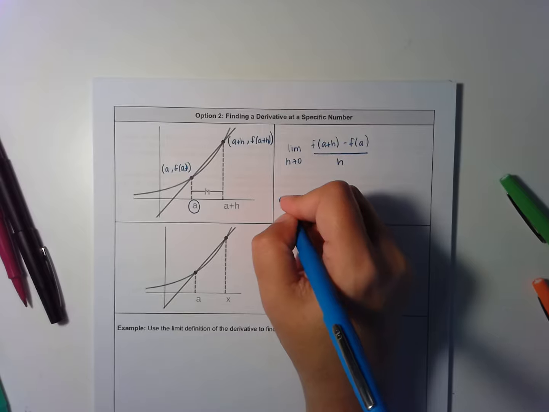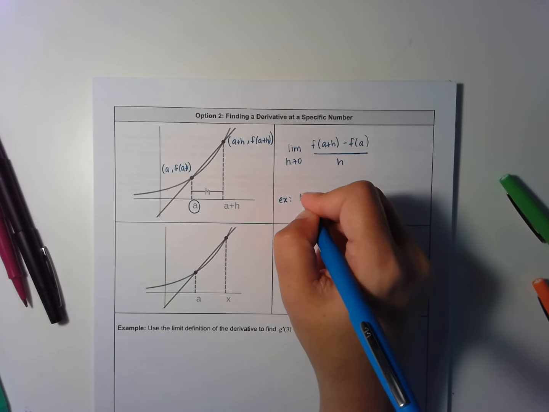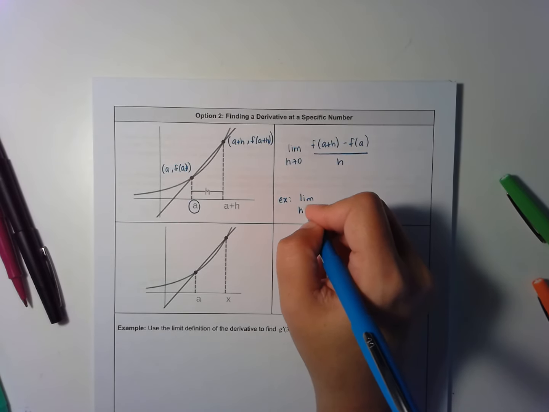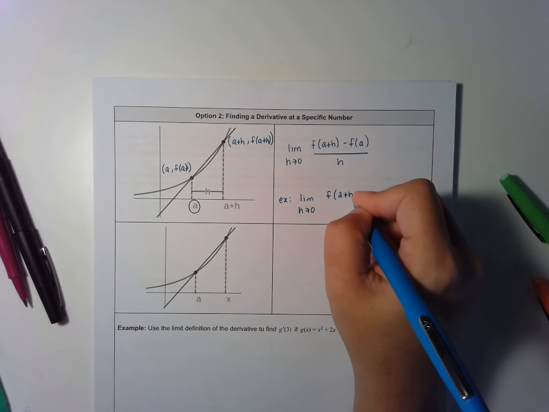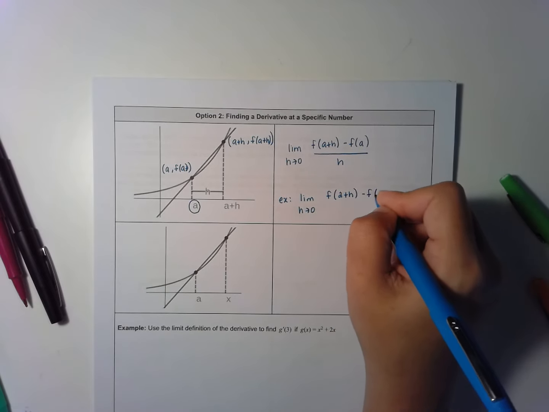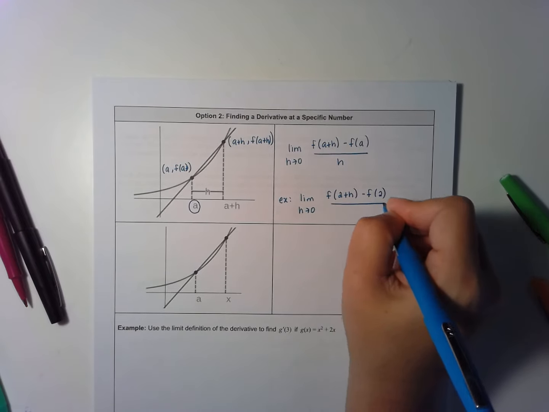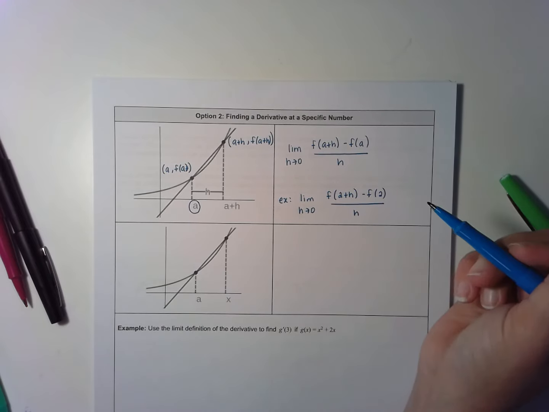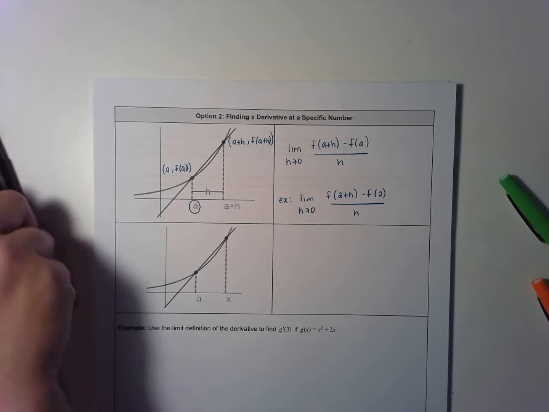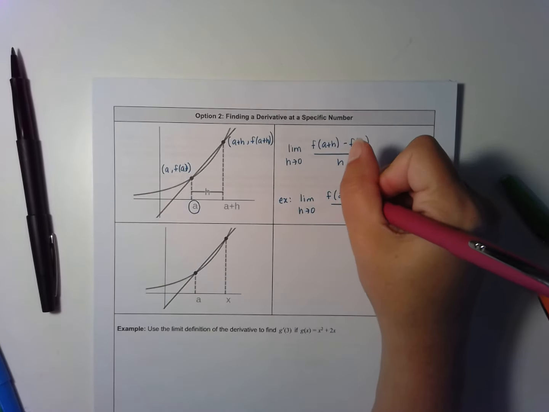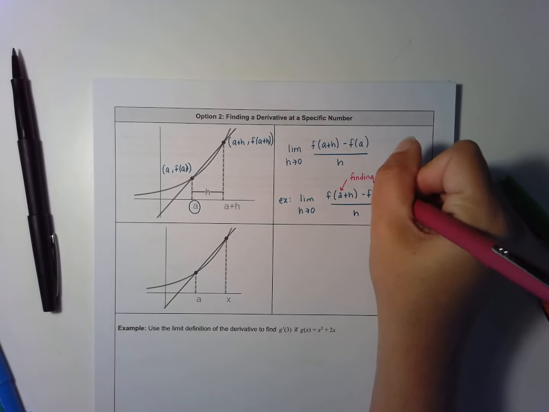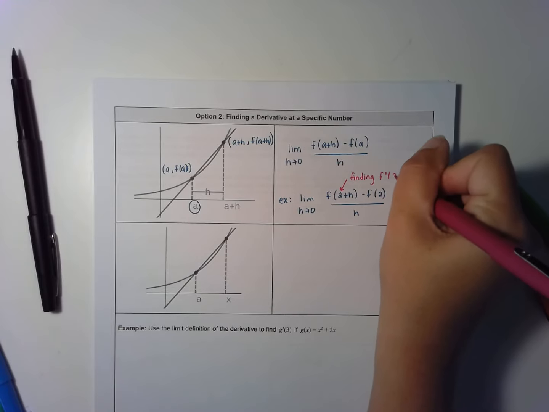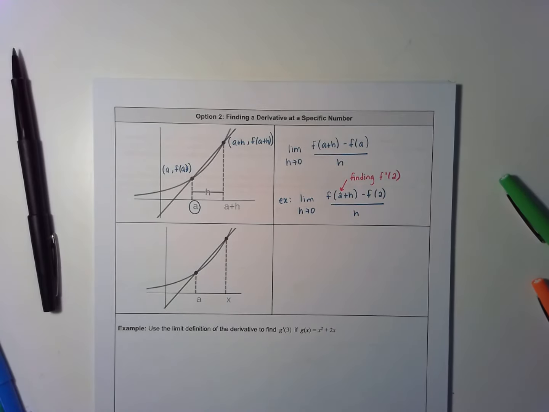An example of how this might look would be that you might see a limit written like this: the limit as h approaches 0 of f of 2 plus h minus f of 2 all over h, in which case you know that you were finding the derivative at x equals 2. Because the a here was replaced with the number 2.